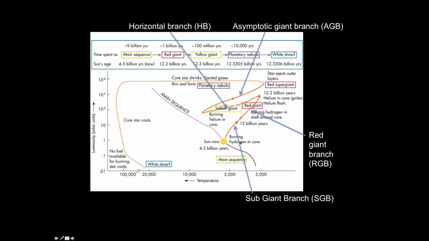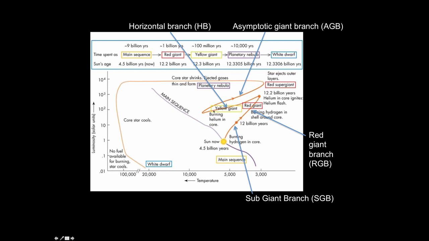Again, just to remind you of the various branches on this diagram, after leaving the main sequence, the star will move up the subgiant branch and onto the red giant branch, then down the horizontal branch, and then up the asymptotic giant branch. Those are the names given to these 4 stages of post-main sequence evolution for a Sun-like star.